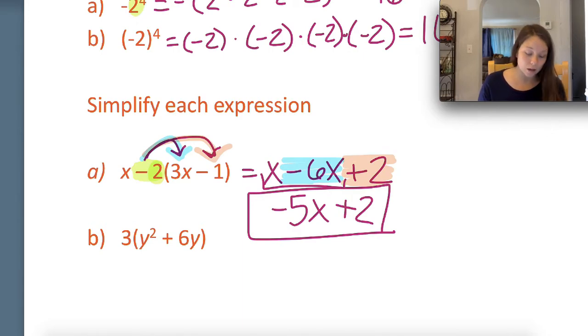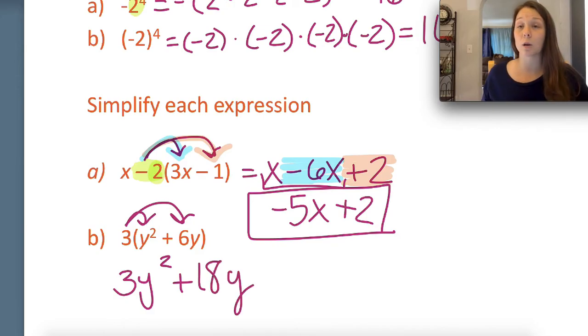Looking at the second one, distributing the 3 into the parentheses will give us 3y squared plus 18y. There's nothing to combine here because y squared and y are not like terms, so this one is as simplified as it can get.